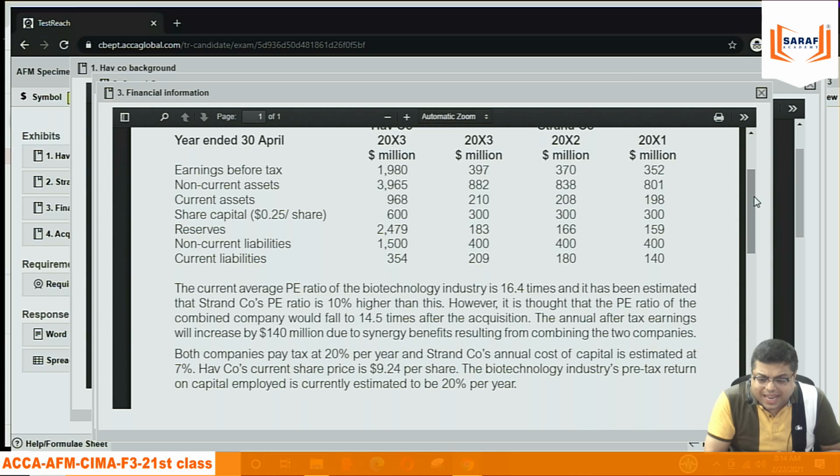Both companies pay tax at 20% per year, and S company's annual cost of capital is estimated at 7%. S company, the other company whom we are going to take over, and the post-tax rate is 20%. H company's current share price is 9.24 per share. Our current value, 2400 into 9.24.